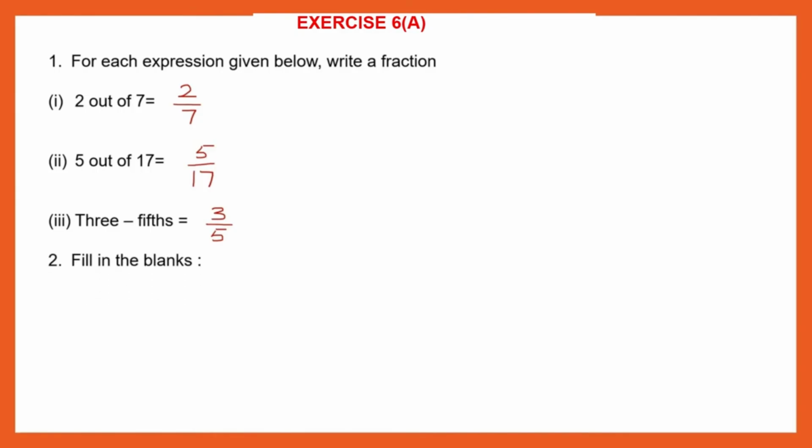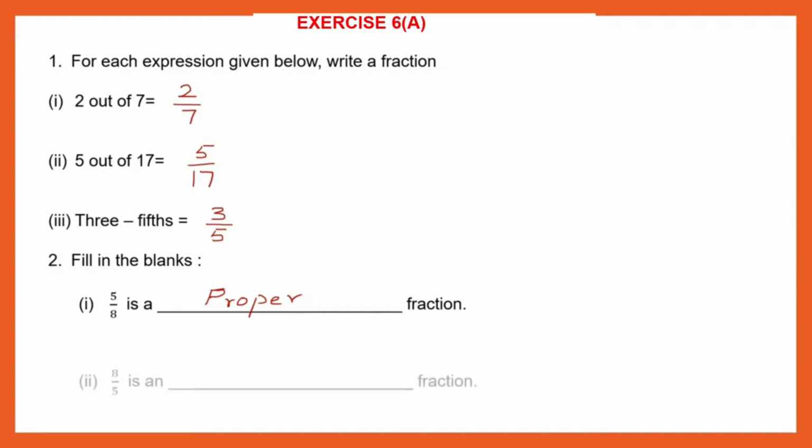Question 2. Fill in the blanks. 5 by 8 is a dash fraction. Now let's look at the fraction 5 by 8. 5, the numerator, is smaller than the denominator 8. So if the numerator is smaller than the denominator, it is called a proper fraction.